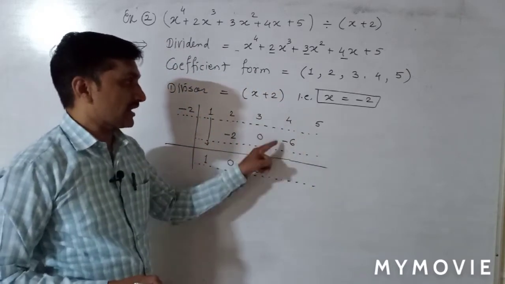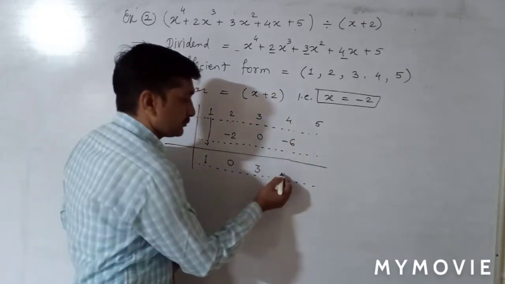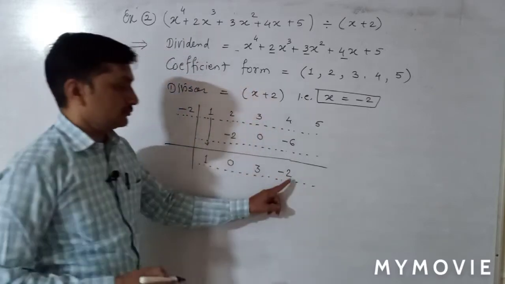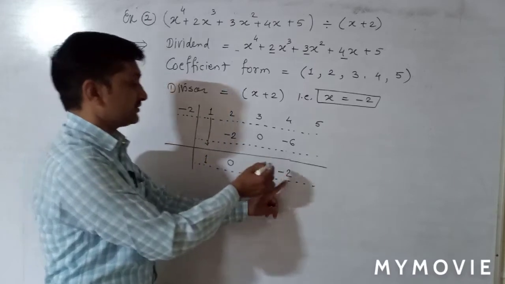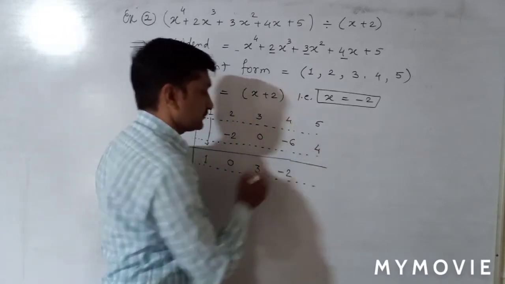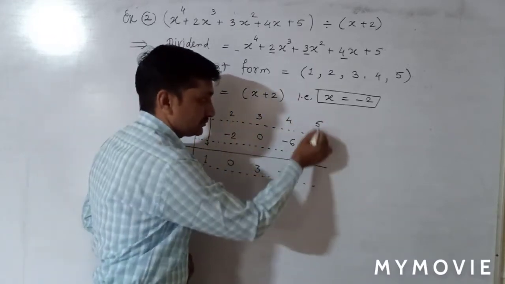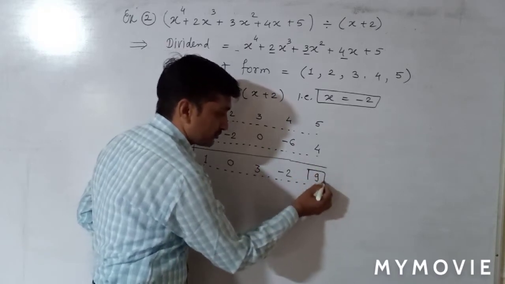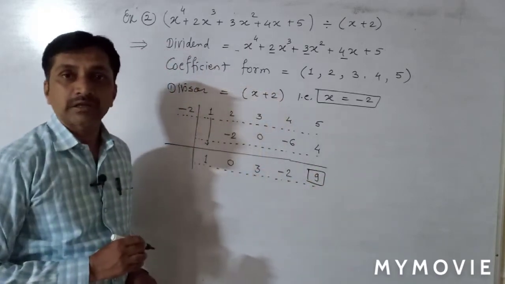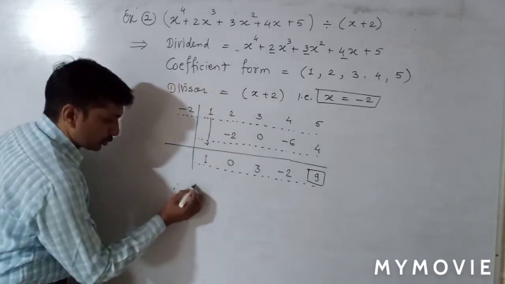Here again subtraction: 4 minus 6, minus 2. Now product with divisor: 2 2s are 4. Minus minus plus means 4 here. 4 plus 5, addition, 9. And 9 is the remainder. That's why do a box here, last. Therefore, quotient now.